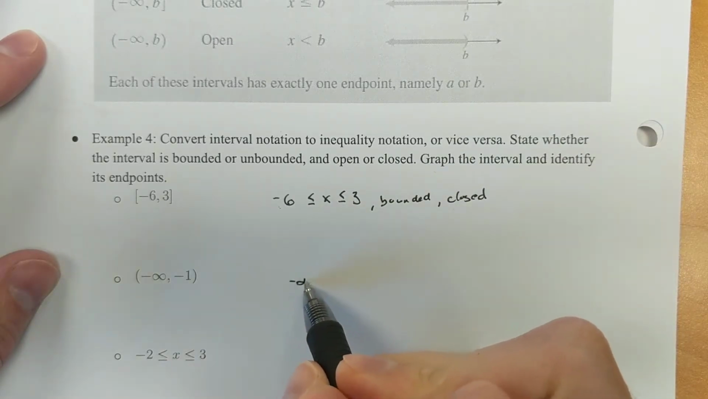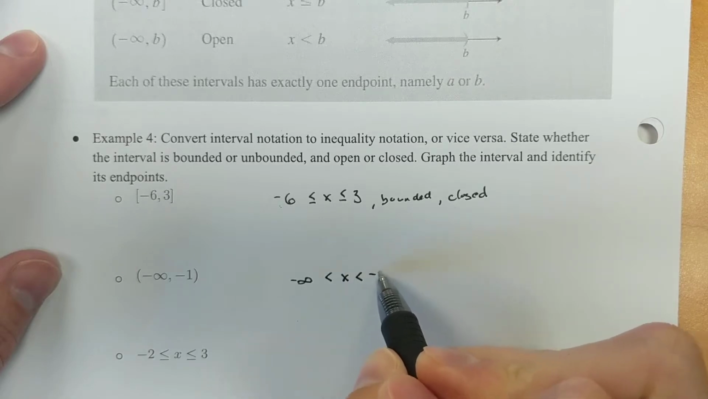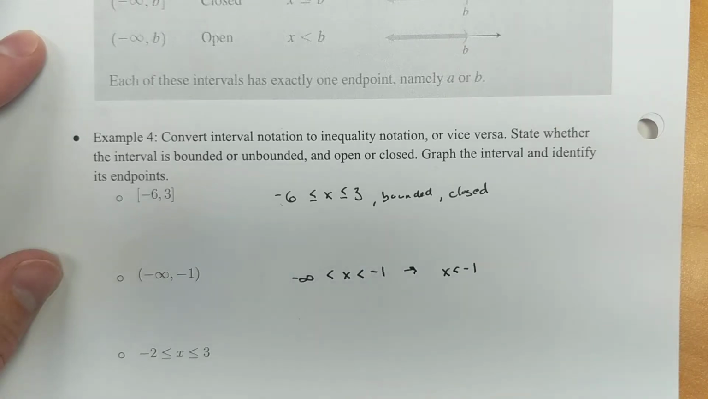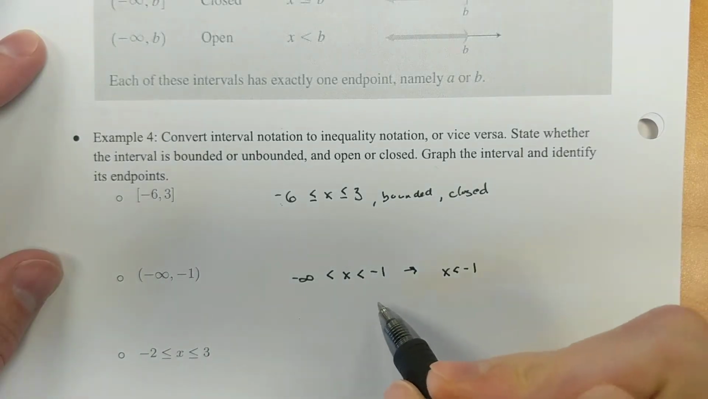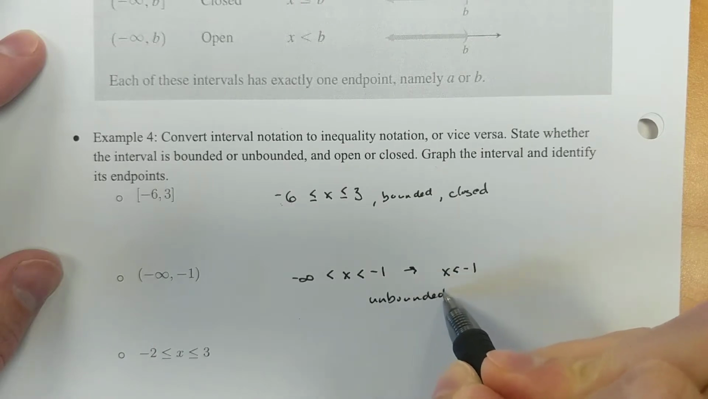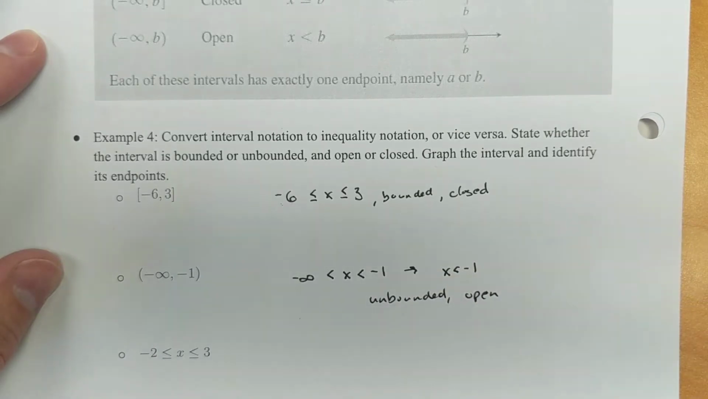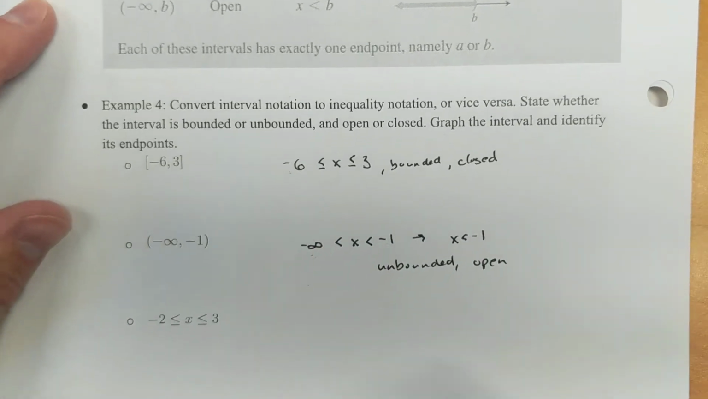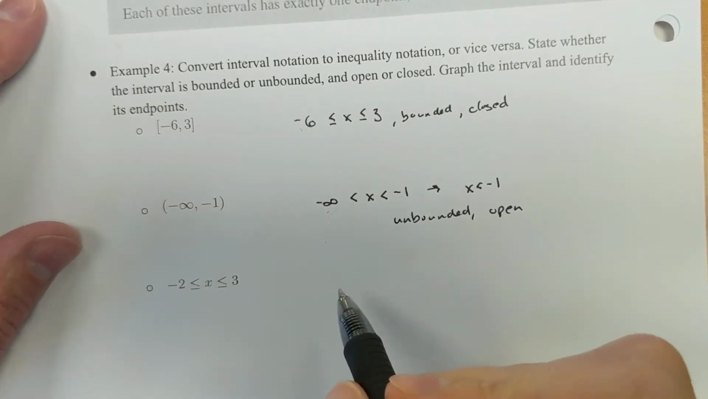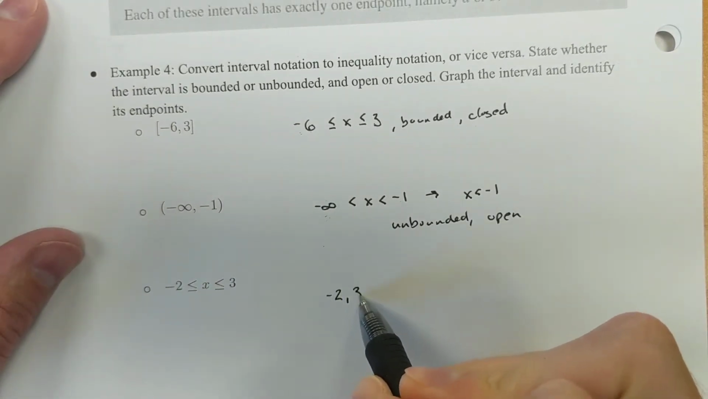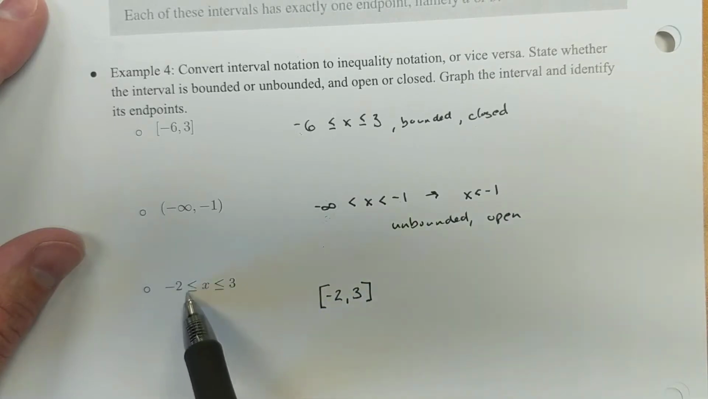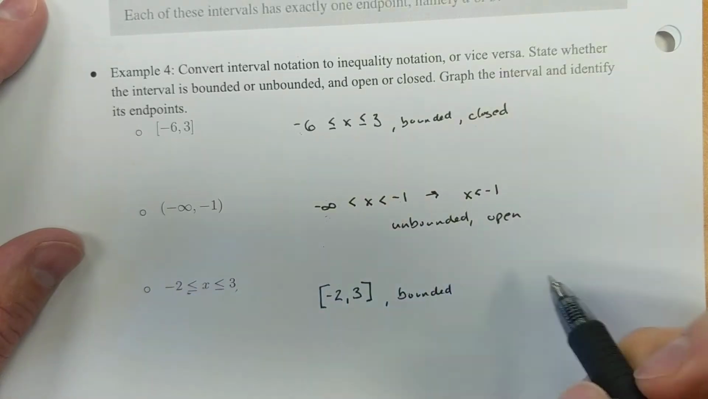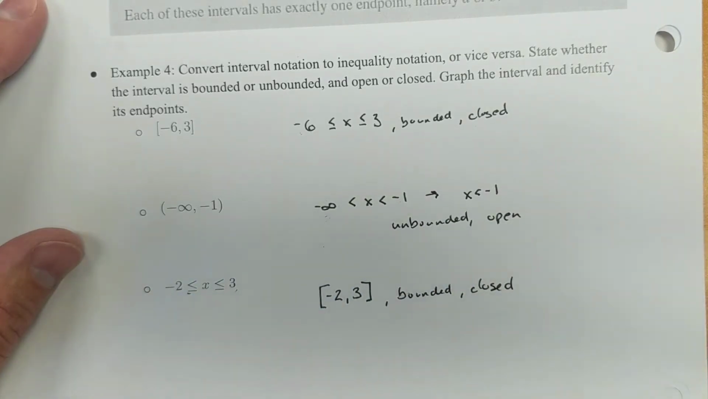This one would be negative infinity < x < -1. Sometimes you'll see this. Normally you would just write it like this because it means the same thing. So this is unbounded and open because it does not include the endpoint. And it doesn't have two endpoints, there's not a number here, so it's not bounded. The last one wants you to go backwards. So -2, 3 is going to be brackets in either place because they both have the "or equal to" bar. So this one is bounded, you have two numbers, and closed.